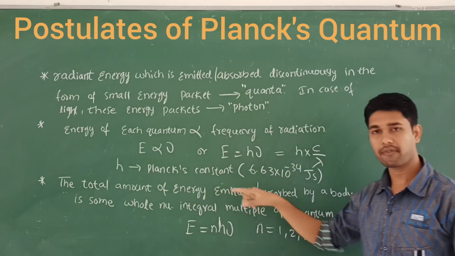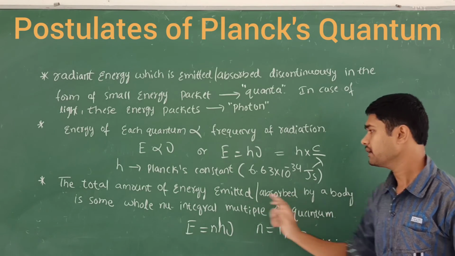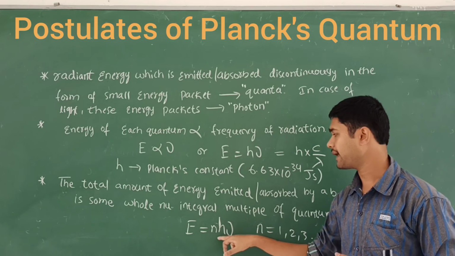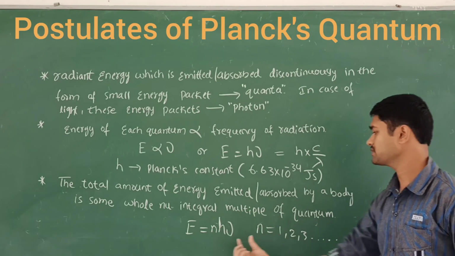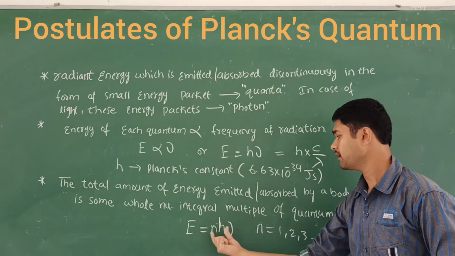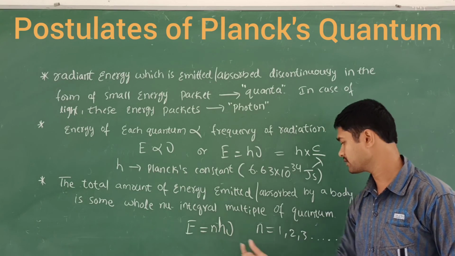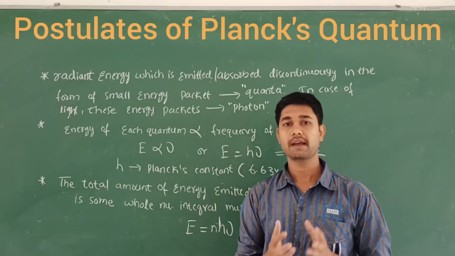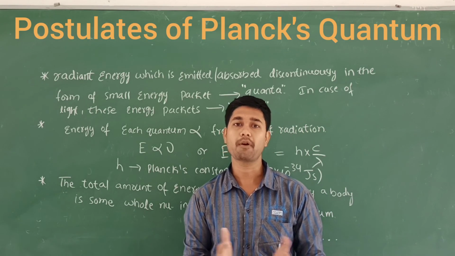The last postulate: the total amount of energy emitted or absorbed by a body is a whole number n, that is, an integral multiple of this quantum. So for the quantum, he multiplies the whole number n, where n is 1, 2, 3. Like this, he proposed, and believed, that electromagnetic radiations are purely made up of particle nature.